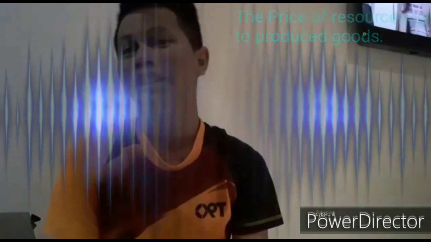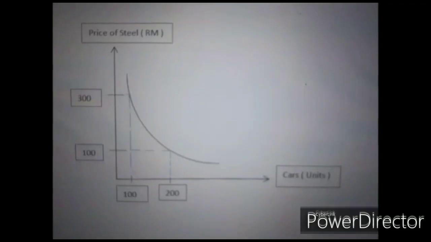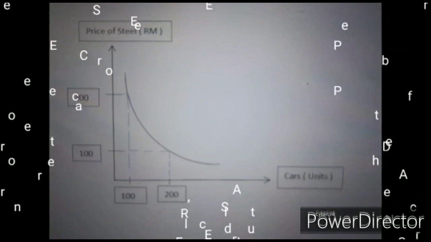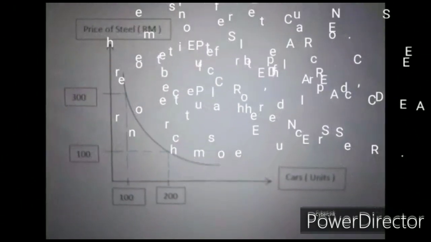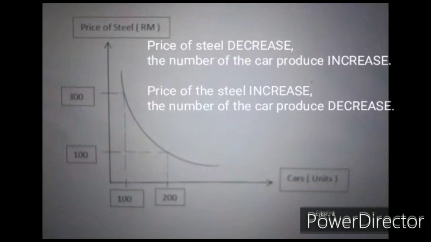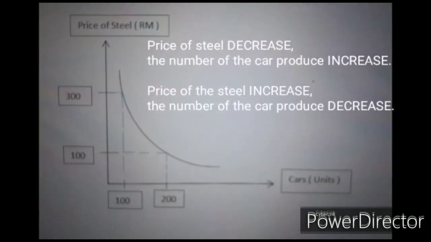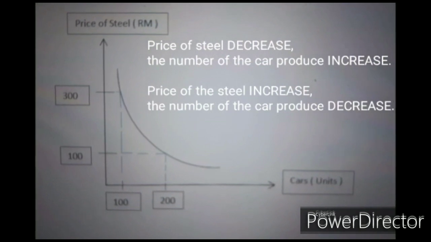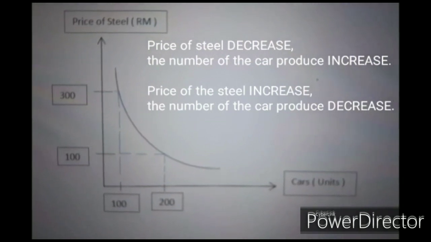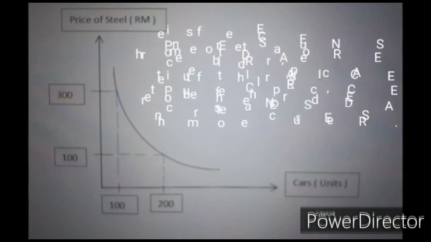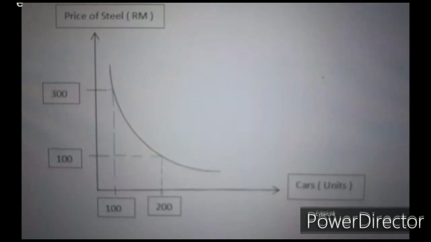To build a car, we need steel. But how can the price of steel affect the total amount of cars that will be produced in a period of time? I will explain it using this graph. If the price of steel is 100 ringgit, we can produce a higher quantity of cars, for example 200 units. But if the price of steel increases to 300 ringgit, the total amount of cars that can be produced in this period decreases to 100 units.